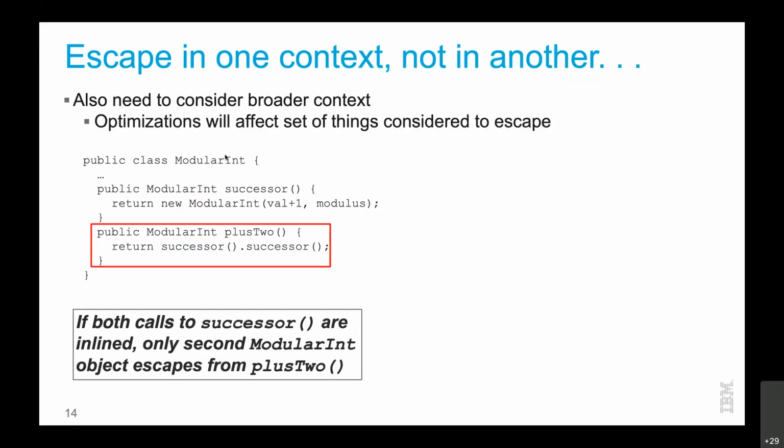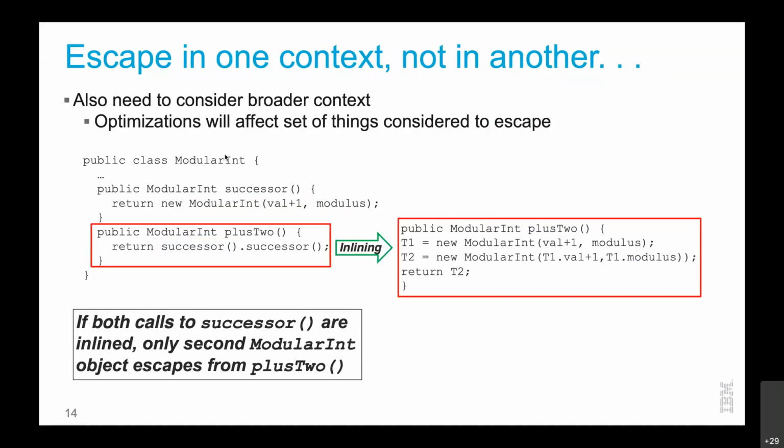So if you take a look at how this code might look when it's inlined, that becomes a little more clear, or a little more obvious. So now we've got the first call to successor resulting in an object that's being constructed, and the second call to successor is now creating a second modular int based on the values in the fields of that first object, and that second object is the one that's actually returned from the context of +2.